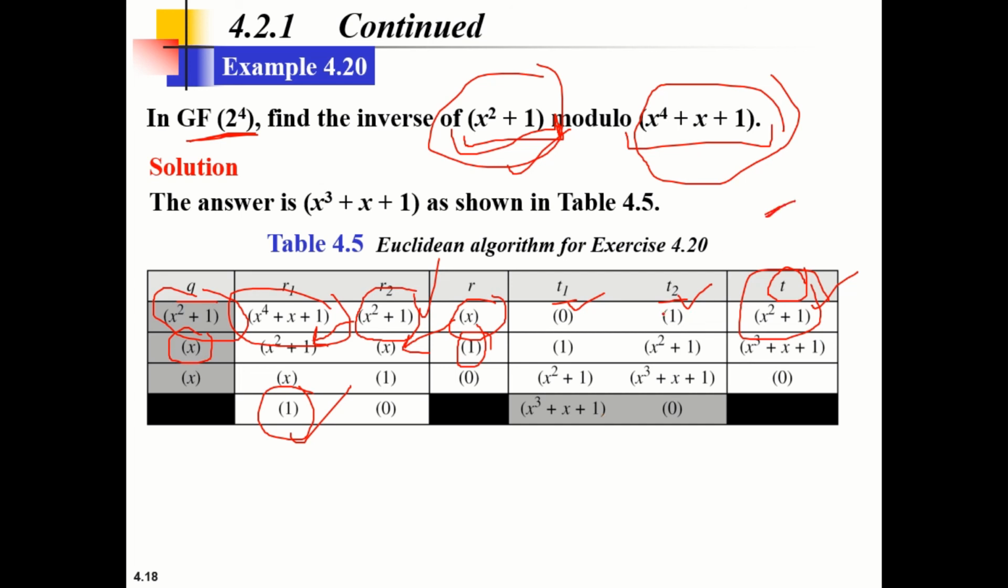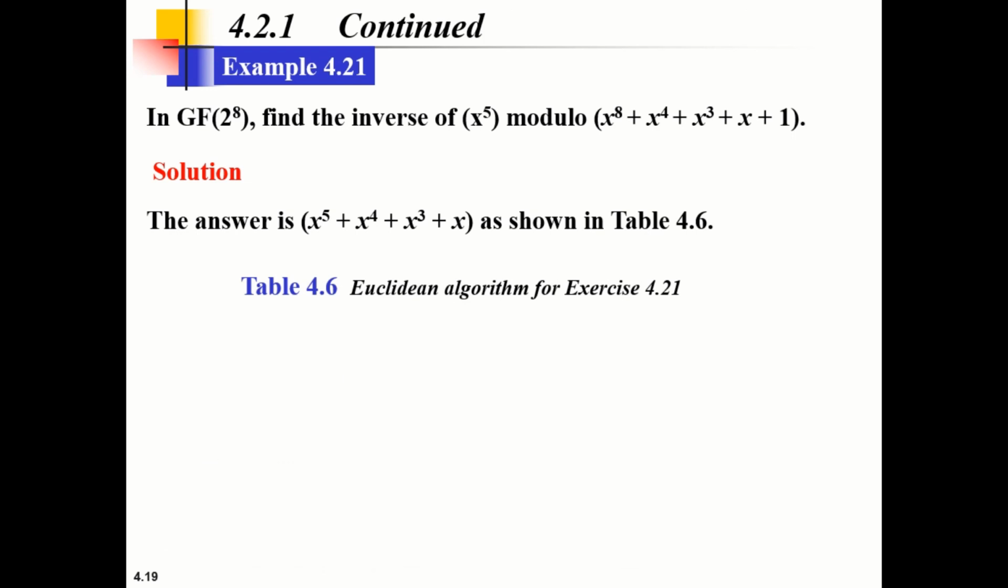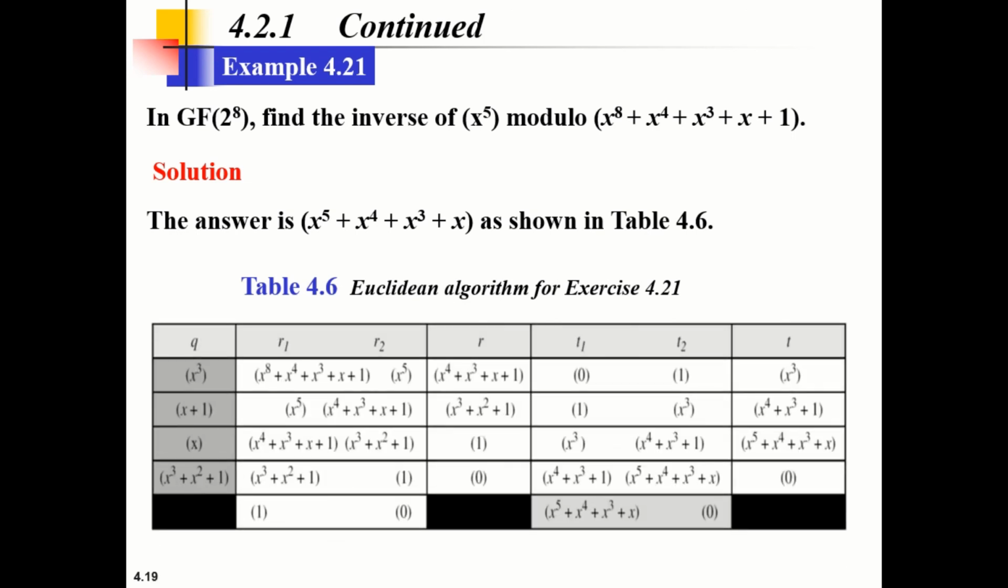Right, so again these values will be replaced, and as soon as we get a 0 over here, so this will be the result. Okay, this will be the multiplicative inverse of this given polynomial. Okay, so this is how we calculate multiplicative inverse using the extended Euclidean algorithm. This is one more example for finding out the multiplicative inverse of a given polynomial.